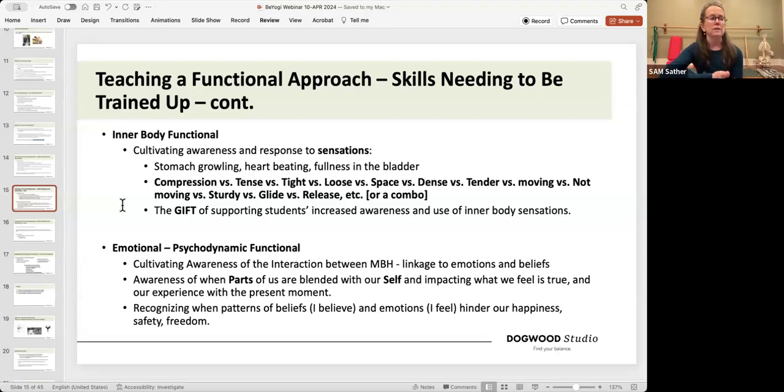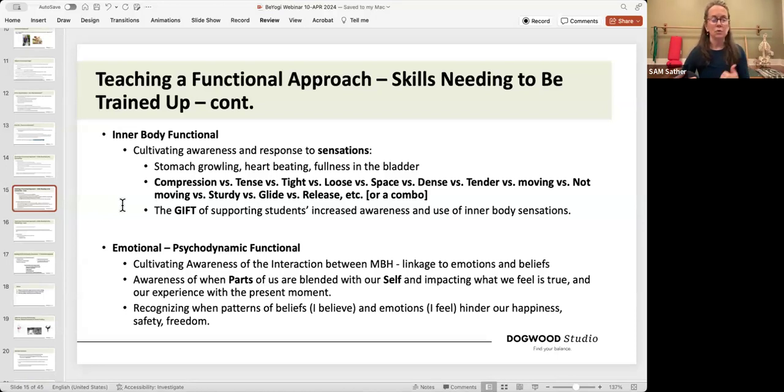So if you have someone that says, I just can't feel that sensation you're talking about, it takes a long time. It takes cultivation. It takes patience, persistence, and opportunity. So compression versus tense versus tight versus loose versus space versus dense. I'm feeling something very dense. Tender. What are the things that I would teach people to step back from? Anything tender, for example.